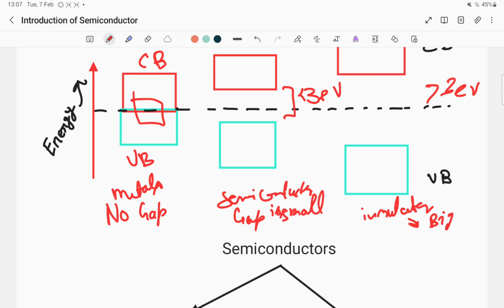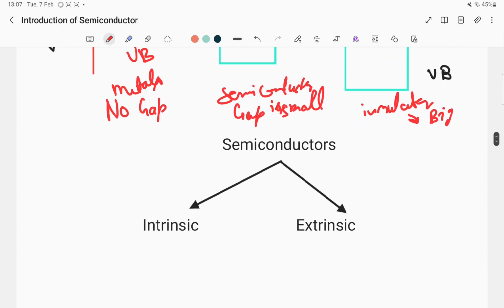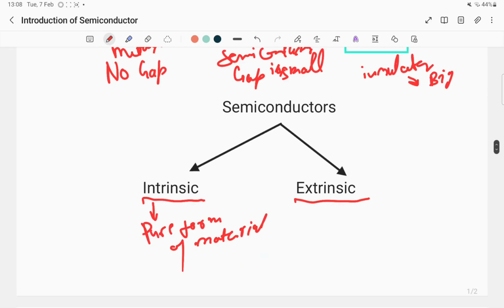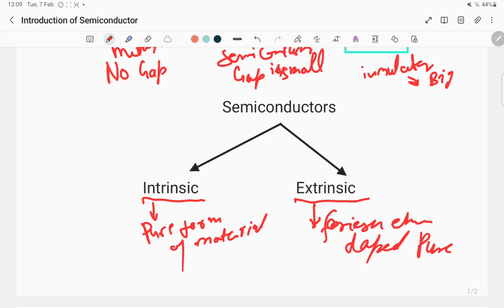In semiconductors, there are two types: one is intrinsic semiconductor, the other is extrinsic semiconductor. How do we term it as intrinsic? These are the semiconductors which are in the pure form of material. In extrinsic semiconductor, we have a foreign element doped with the pure material. Why are we doing doping here? To improve the electrical conductivity.